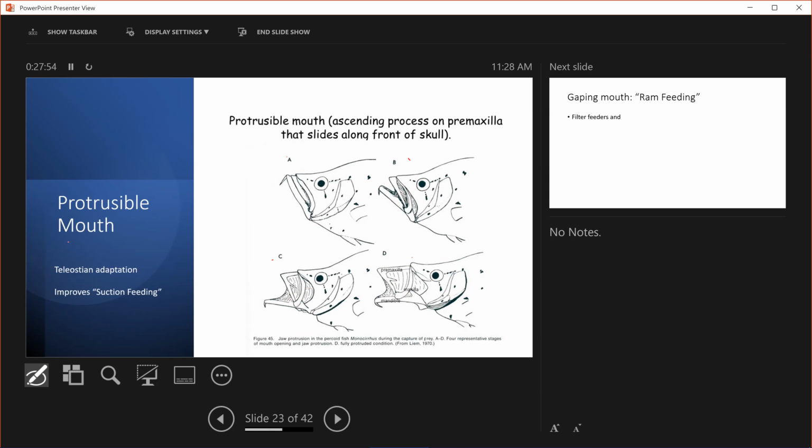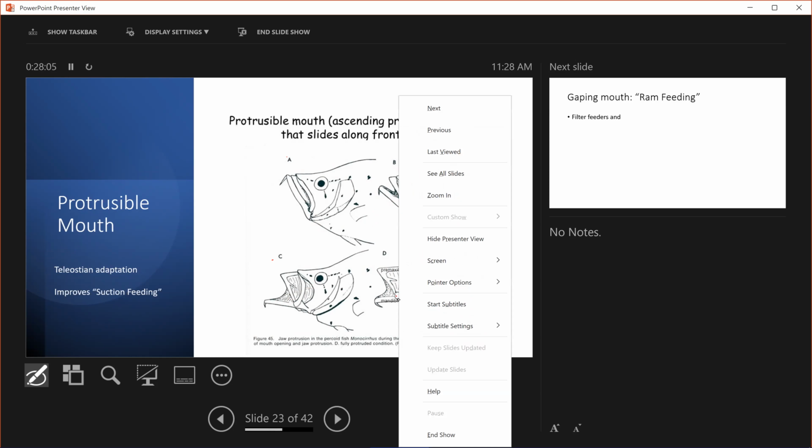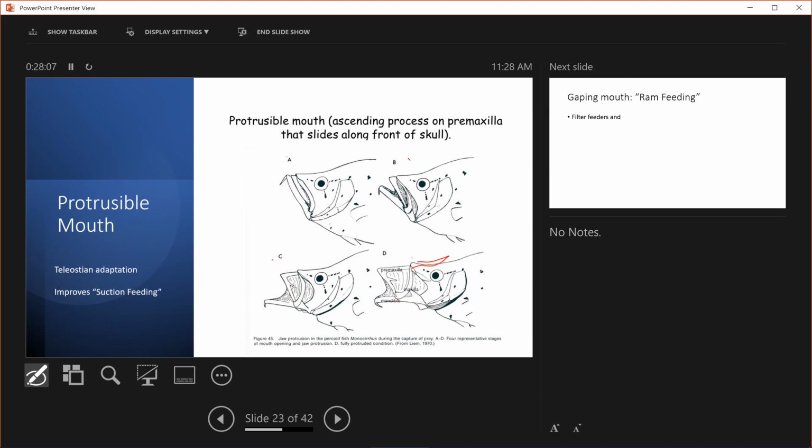The premaxilla has a little groove that it sits in on the top of the head. It can slide forward, and then it has a hinge that articulates with the maxilla where it swings forward. So in short, on the upper jaw, it's like an accordion. You've got two bones, and this is just the upper jaw, and they swing forward like this. And what that does is it suddenly creates a lot of negative space, and so it pulls water into the mouth structure.